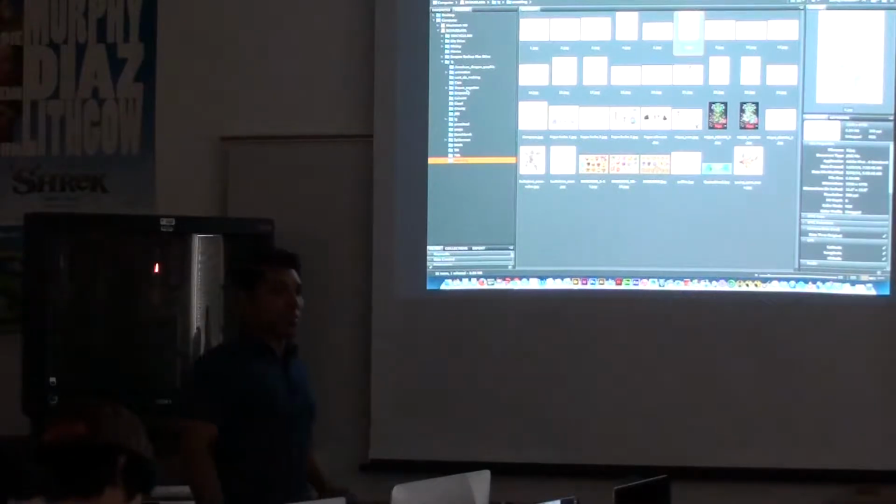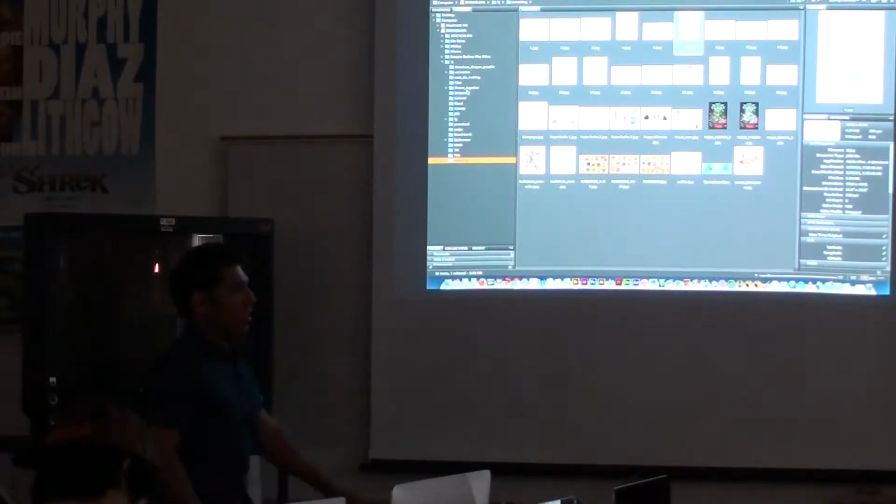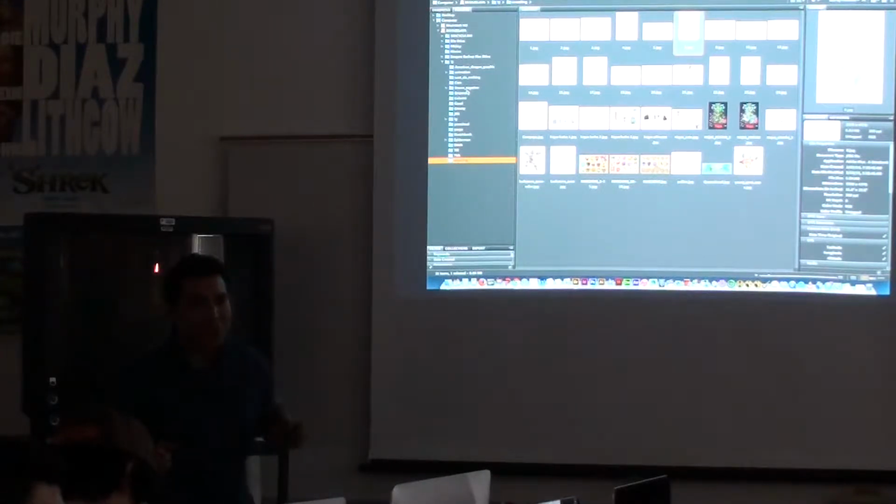And then I do action poses. Action poses help me learn to draw the character and see how it moves in space, so it's good for an animator.